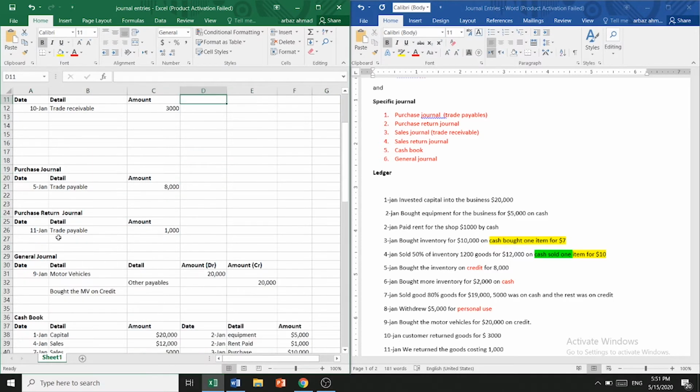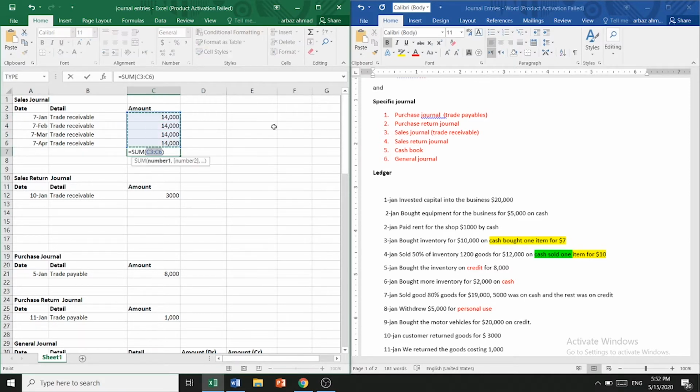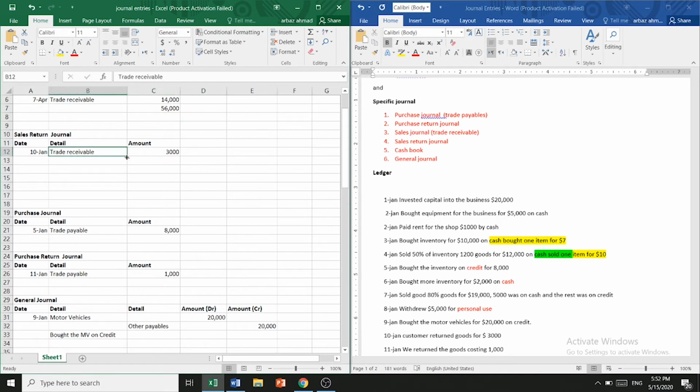Now, after the journal we have purchase return. We have the purchase journal, and we have sales return and sales. The thing is, I'm going to show you something about this. Let's say we have another transaction on 7 February, and we have one on 7 March. So on every month 7 we buy equipment from trade receivable. Let's do one more month and finish it. We are buying the same amount, and let's total up the amount here, and do the same thing for this.